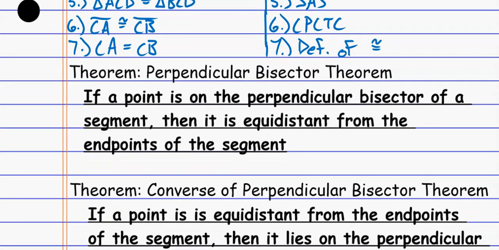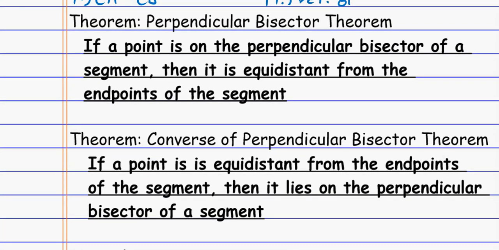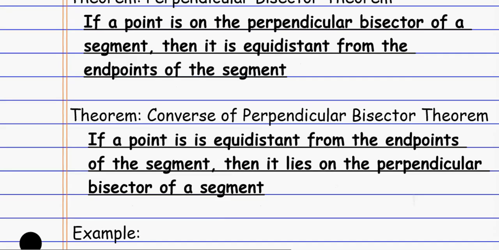So the perpendicular bisector theorem just says this. If a point is on the perpendicular bisector of a segment, then it's equidistant from the endpoints of the segment automatically. And we can do the same thing in reverse. We have the converse of this thing. If a point is equidistant from the endpoints of the segment, then it's got to be on the perpendicular bisector. So we can use this either way. If we have a perpendicular bisector, every point on there is equidistant to the endpoints. If I have a point that's equidistant to the endpoints, it's on the perpendicular bisector. I could draw a perpendicular bisector through that point then.